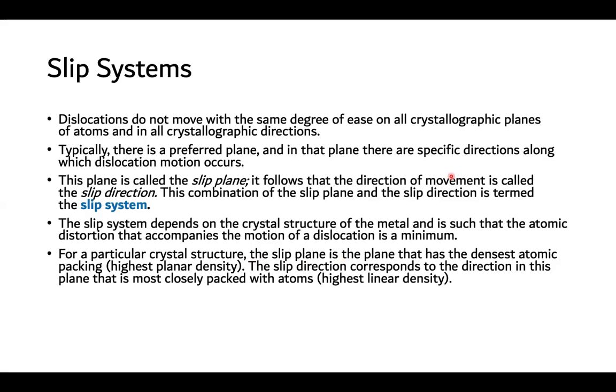So the slip plane, I think I can make a highlighter here, is the plane that has the densest atomic packing. And the second one, the slip direction, is the direction in that plane that has the most closely packed atoms, or the highest linear density.